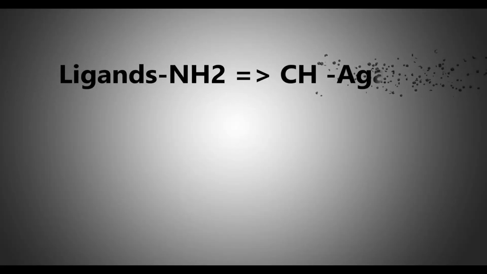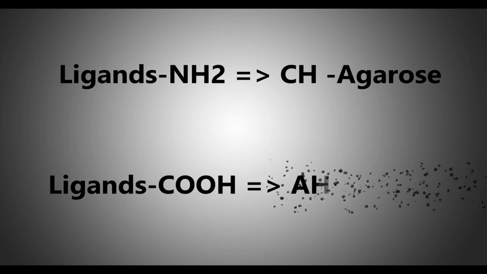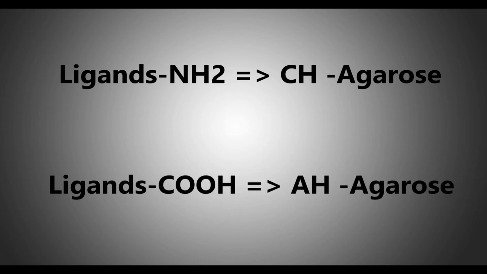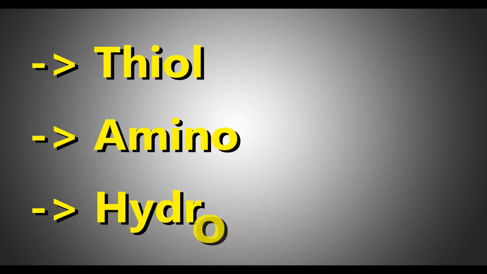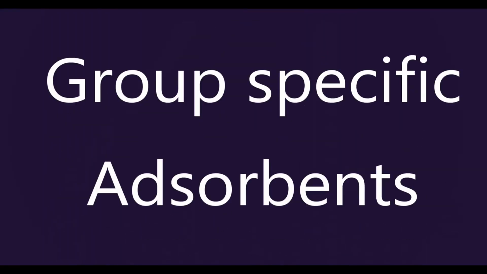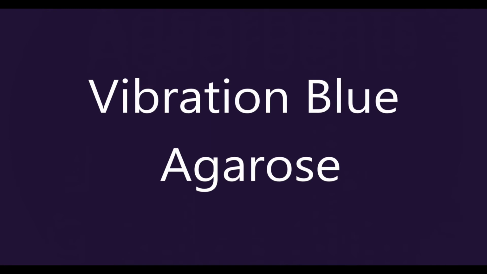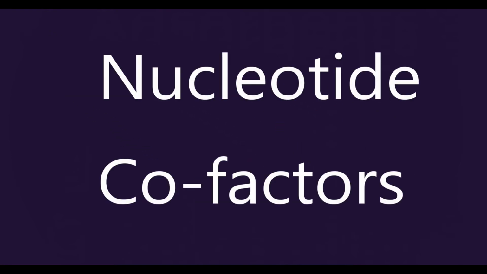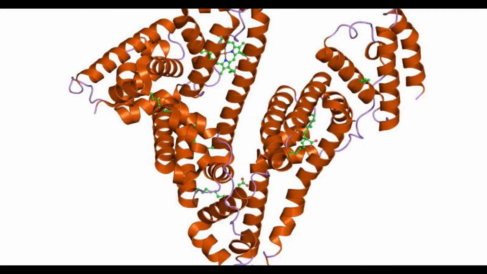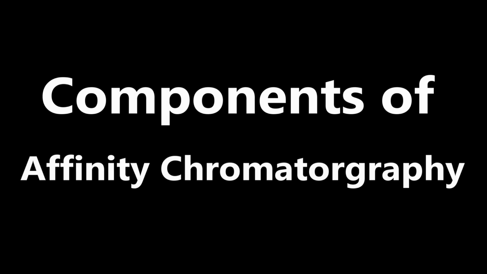Ligands containing primary amino groups couple covalently with CH agarose. Ligands containing carboxyl groups couple covalently with AH agarose, that you have to keep in mind. Third, epoxy activated agarose, which is used for the attachment of ligands containing thiol, amino or hydroxyl groups. Fourth, group specific adsorbents. Vibration blue agarose specifically reacts with enzymes which have nucleotide cofactors like DNA polymerase, serum albumin and kinase.